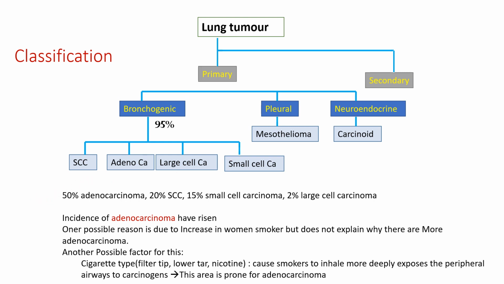The incidence of adenocarcinoma has risen, and one possible reason is an increase in women smokers, but that does not fully explain why there are more adenocarcinomas. Another possible factor is the cigarette type. They are filter tip and have lower tar and nicotine content. This causes smokers to inhale more deeply, and that exposes the peripheral airways to carcinogens. This area is prone to adenocarcinoma.